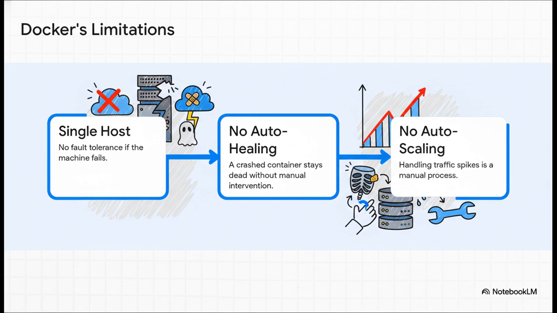When an interviewer asks this, they're testing if you understand the real-world limitations of just using Docker by itself. See, running Docker all by itself in production, well, it creates some major headaches. First, you have the single host problem. If that one machine dies, poof, all your containers are gone. Then there's the auto-healing problem. If a container crashes for whatever reason, it just stays dead. A person has to go in and manually restart it.